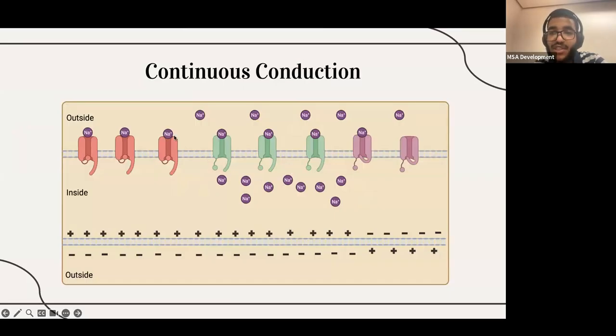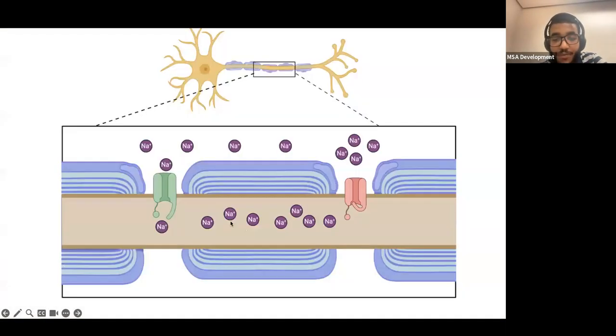Now, after the action potential ends here, an action potential is generated over here because the sodium ions that came in diffuse towards this direction. And they raise the membrane potential over here. And therefore, this area reaches the threshold and opens its voltage-gated sodium channels, and then more sodium comes in, and whatever comes in over here will go over here and then open these channels. So this is how a continuous conduction would happen.